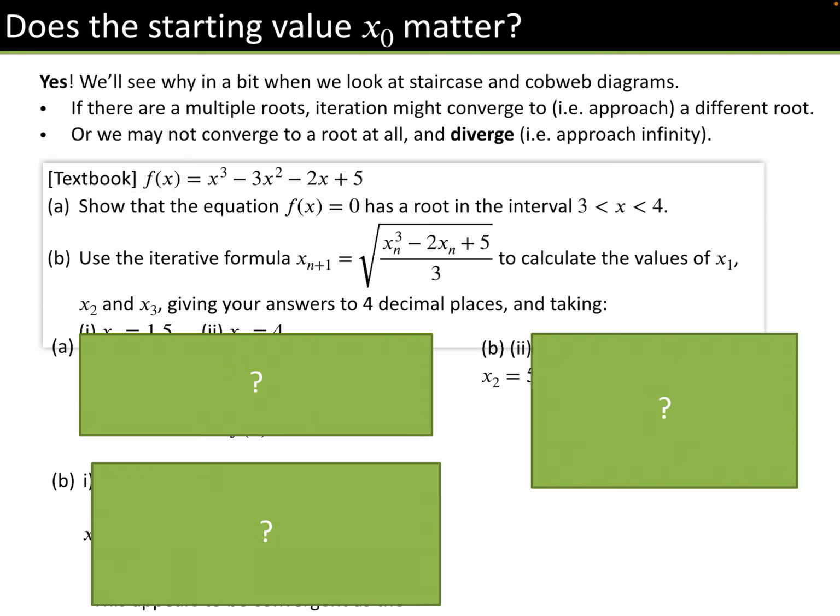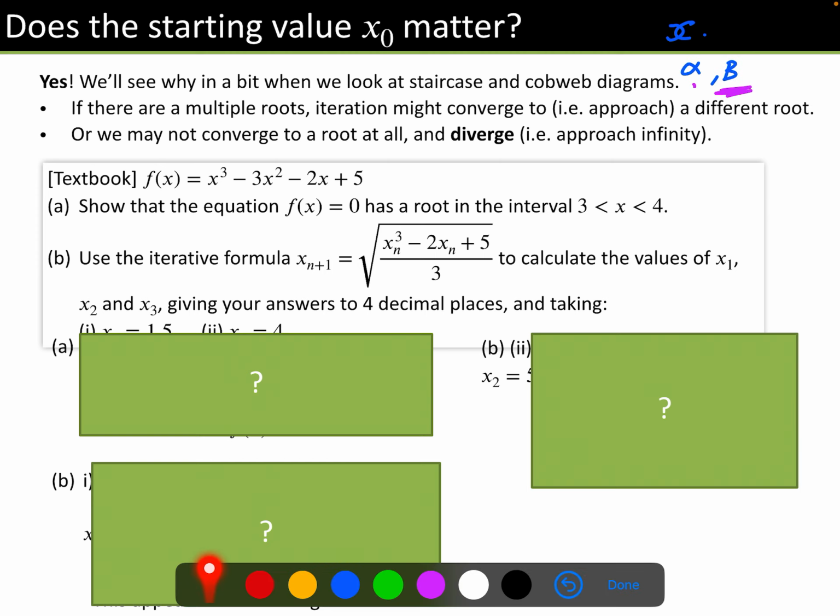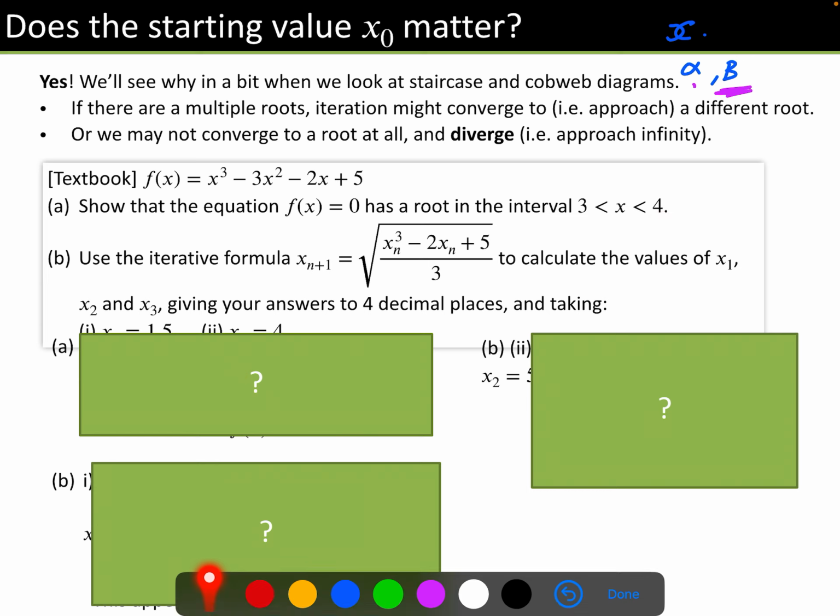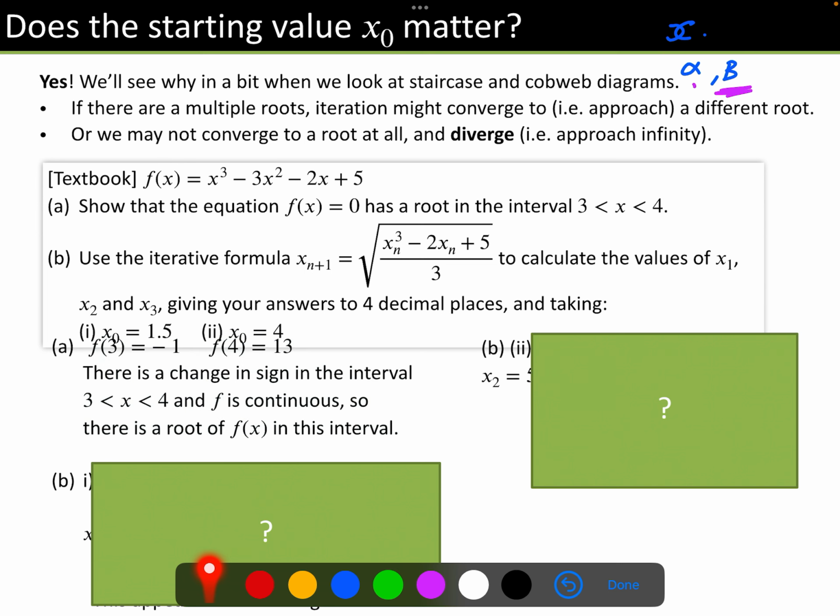So it says, here's our function, show that f equals 0 has a root in this interval. Okay, so 3 and 4, going into this, change in sign. You know the drill by now. You should be pretty confident to answer that. So apparently we get a -1 and a 13. It's a change in sign, it's continuous, so there's a root. Okay, exactly what we want to say.